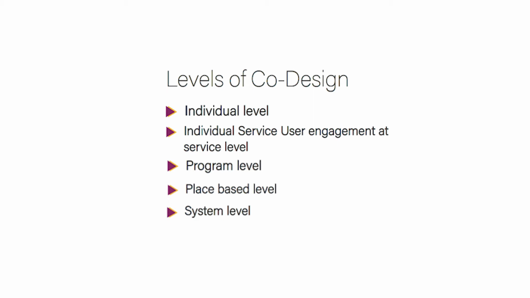At an individual level, say developing a support plan. At a service level, where individual service users might have input into the design of services generally. And then at program level, where multiple services may be involved with one or more funders. And then there's co-design that takes place in a particular location, place-based co-design. And then the sort of whole of community, whole of system level co-design, where what you're trying to do is take a design approach to resolving entrenched problems in a complex system.